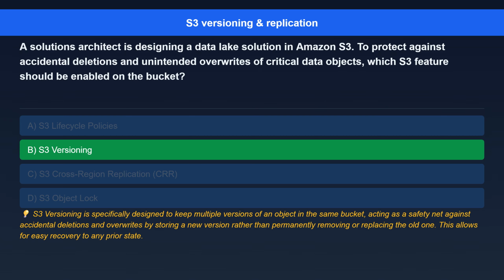The correct answer is S3 versioning. Here's the explanation. S3 versioning is specifically designed to keep multiple versions of an object in the same bucket, acting as a safety net against accidental deletions and overwrites by storing a new version rather than permanently removing or replacing the old one. This allows for easy recovery to any prior state.